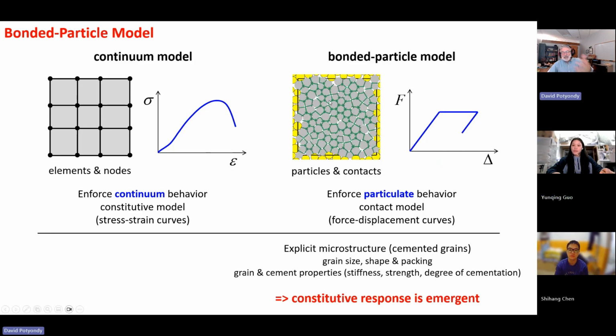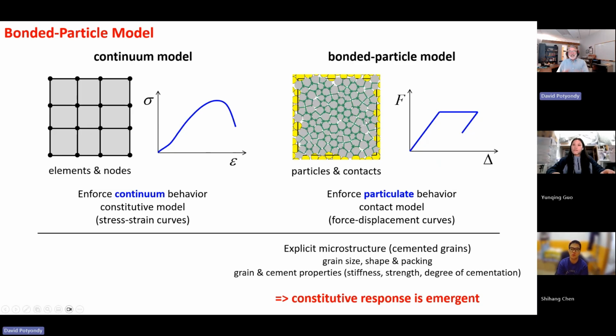And of course, how they're packed and their shapes, that's going to affect everything. And then of course, these different properties: stiffness, strength, how much cement. Maybe only half of these guys have cement. That's going to be very different than if all of the guys have cement, right? So you can directly look at microstructure and you can see what occurs, okay?